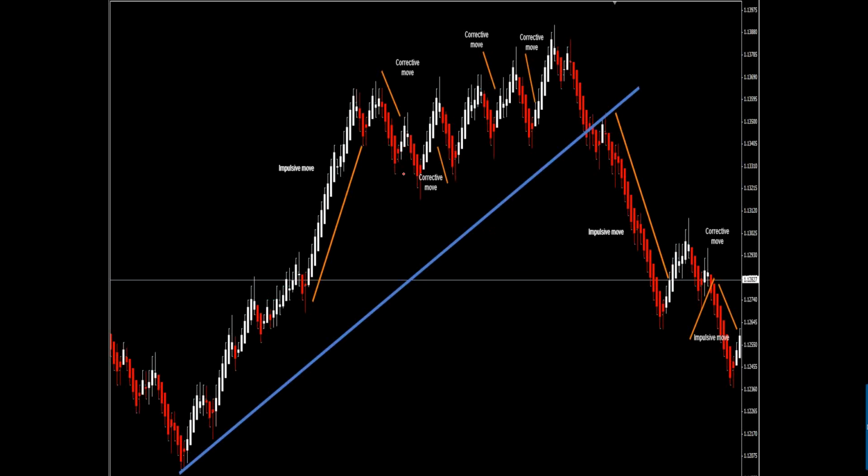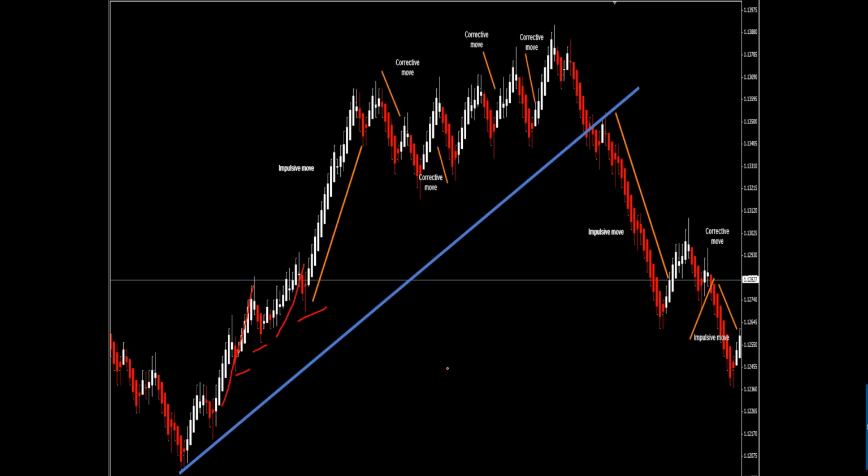Here is another Heikin-Ashi chart where you can clearly see impulse moves and corrective moves. We have a good trend line here, and as long as the price was above this trend line, we could see an uptrend in this pair. You can see impulse move, correction, impulse move, small correction, impulse move, small correction, impulse move, small correction. I have marked it here.